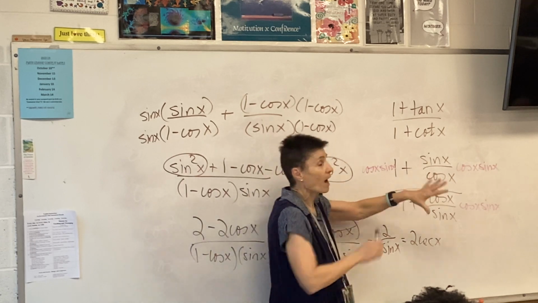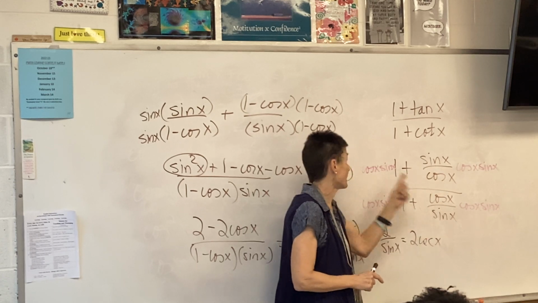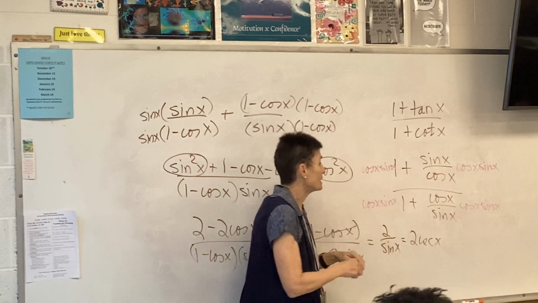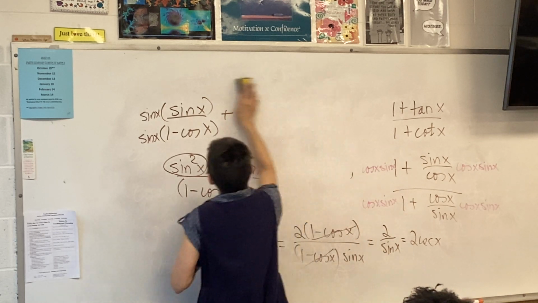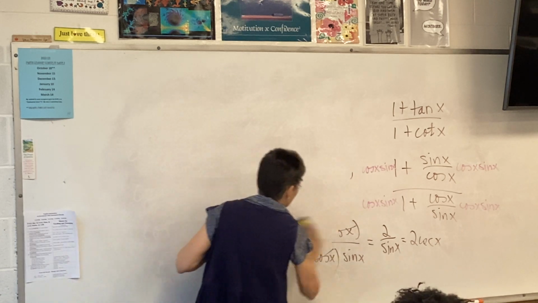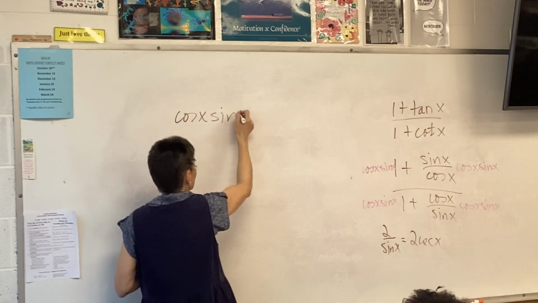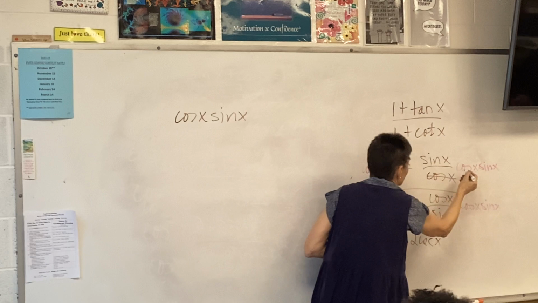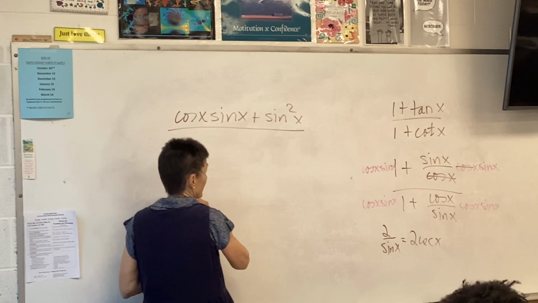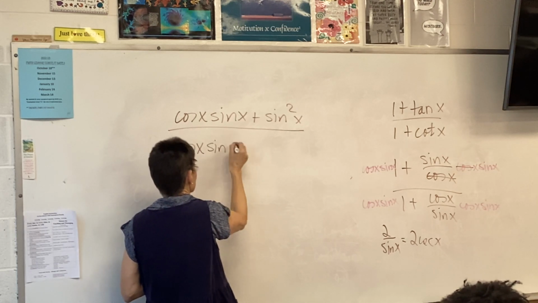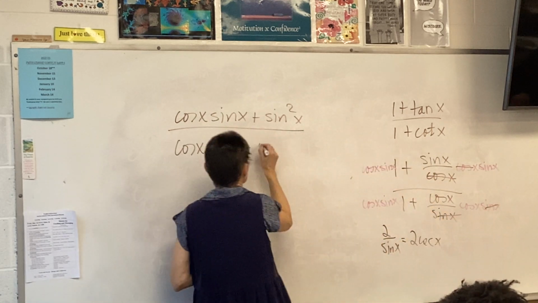So I look at the entire problem. My denominators are 1 cosine, 1 sine, so my common denominator is cosine sine. Now, what happens when I multiply? Well, I end up with cosine sine plus sine squared over cosine sine plus cosine squared.